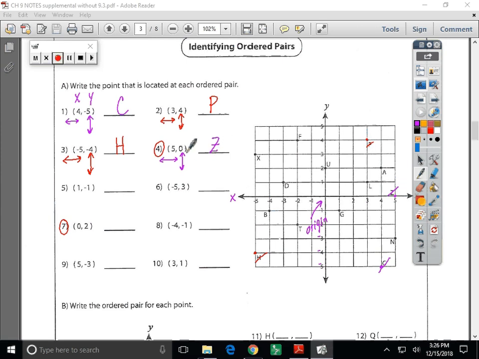Notice that 0 is neutral. There's no positive or negative to it. So they're also giving you a hint. It's going to stay right on that axis. I'm not going to move to the positives or the negatives. Let's take a look at number 7.